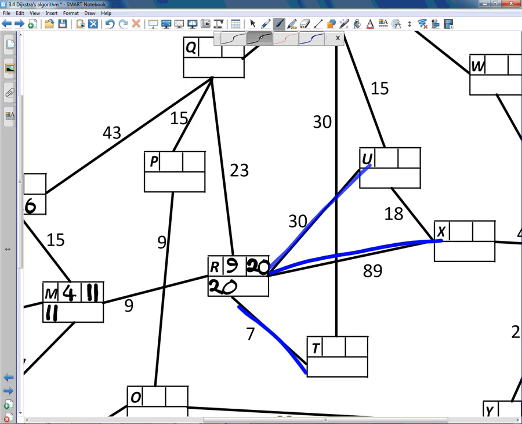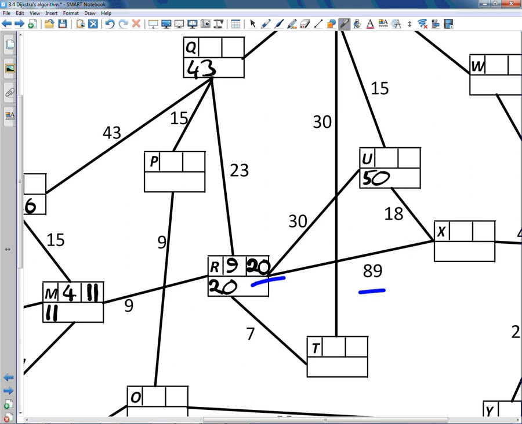We can get to Q in 20, add 23, so 43. We can get to U in 30 and 20, so 50. We can get to X in 89 and 20, so 109. We can get to the T in 7 and 20, so 27. Okay, so we've done our job there.